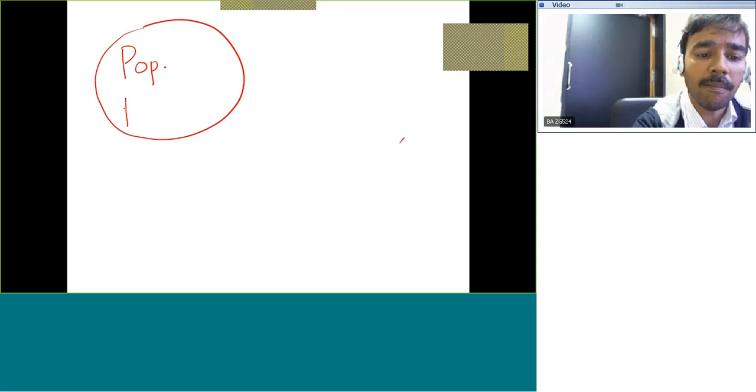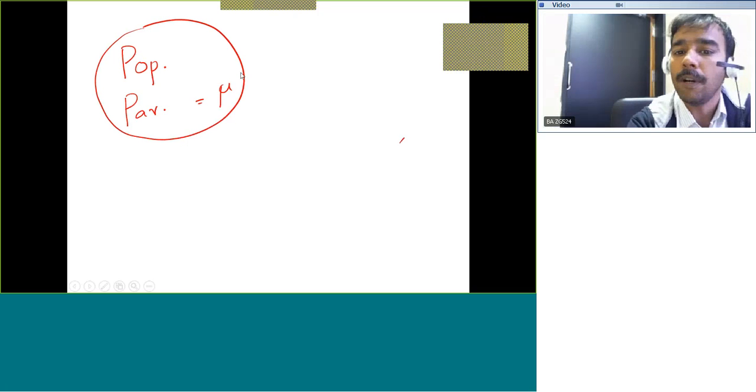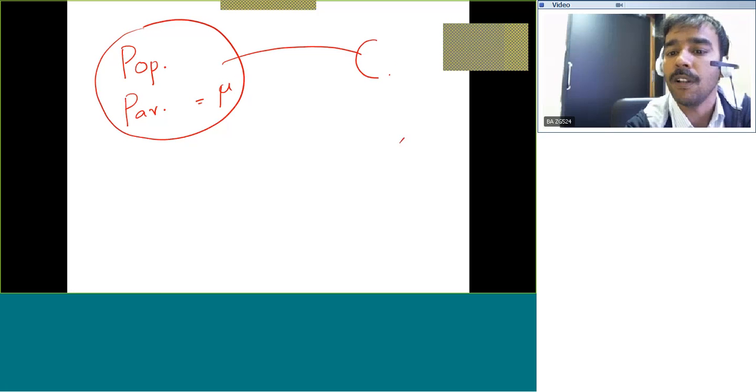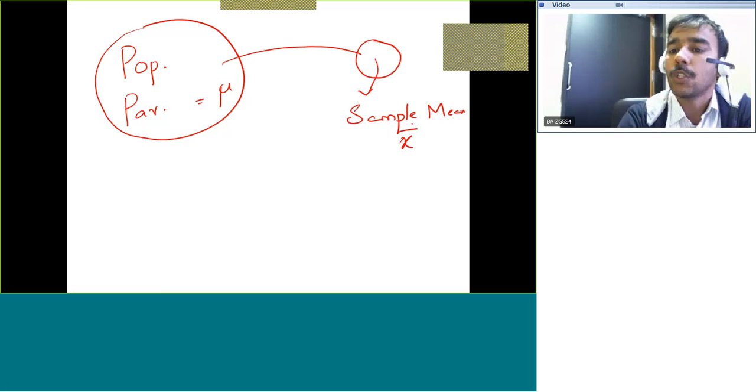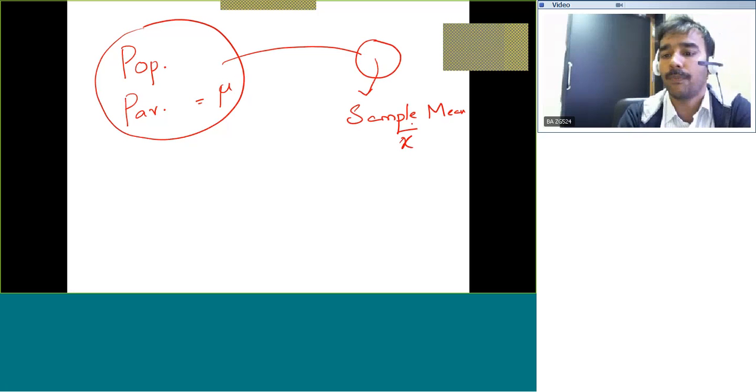For the population, I am concentrating on a particular parameter, the population mean. Though the population is very large, I cannot calculate mu. That's why I'll take the help of a small sample. For this sample, I'll calculate the sample mean. It is denoted by x bar. So using this x bar, I'm going to approximate mu.